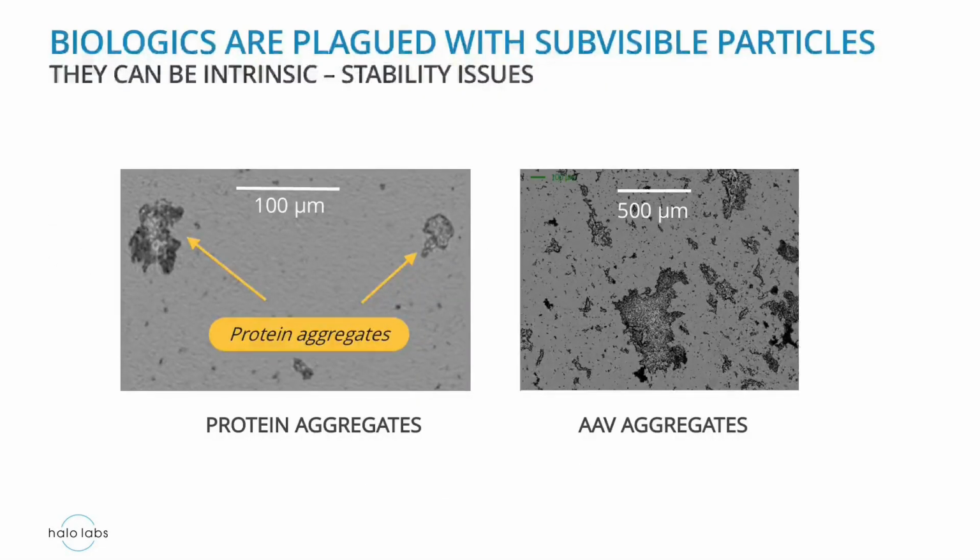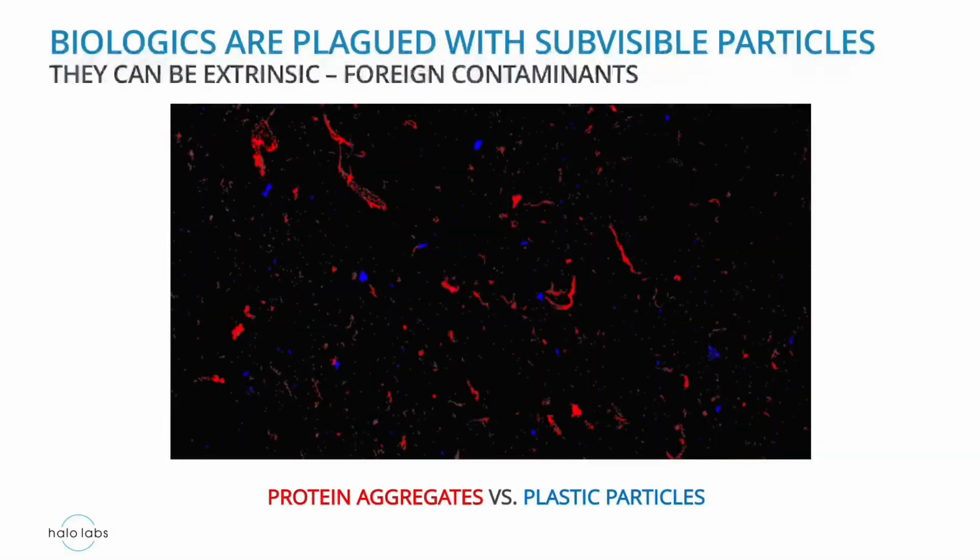Biologics are plagued with subvisible particles, and they can be intrinsic, so essentially the drug product itself, these large molecules, can aggregate, indicating product stability issues. In the image on the left, we see large subvisible protein aggregates, while in the image on the right, we see subvisible aggregates of a gene therapy. These are common, they can be big, and there can be many of them. But particles don't always come from stability issues. They may actually arise from external environments. In this case, we can see an image that distinguishes between large protein aggregates and plastic particles in a given formulation.